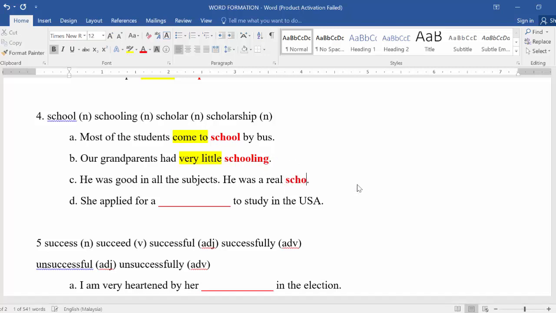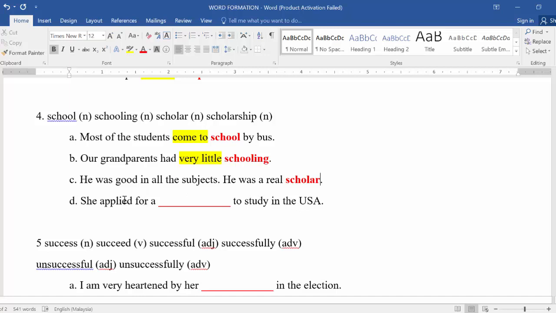Okay, real scholar. Because this person is good in all subjects. So he is a highly educated person. So it should be scholar. Okay, next one. She applied for a what? To study in the USA.